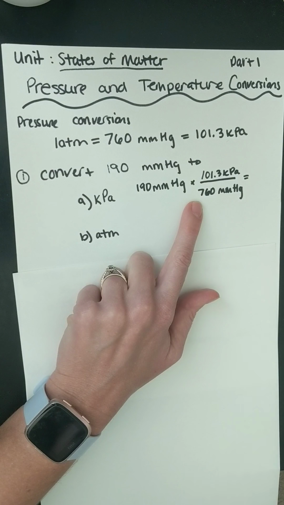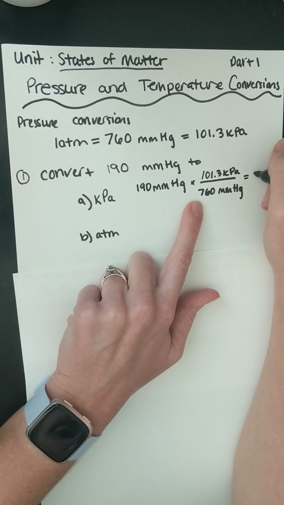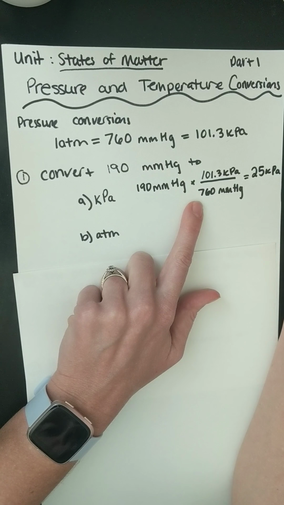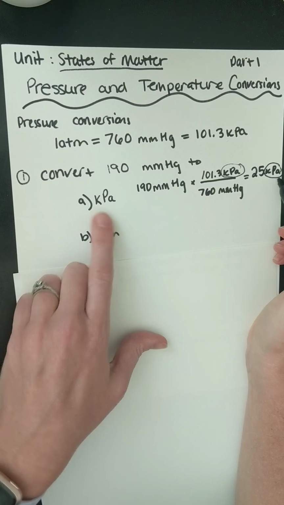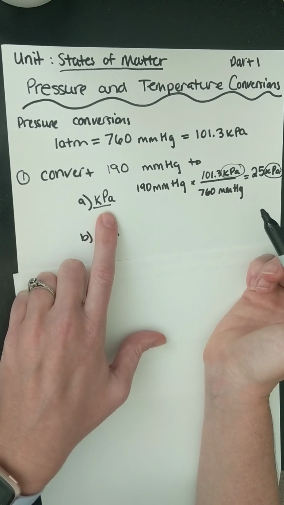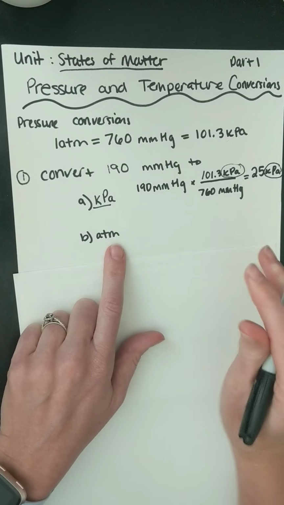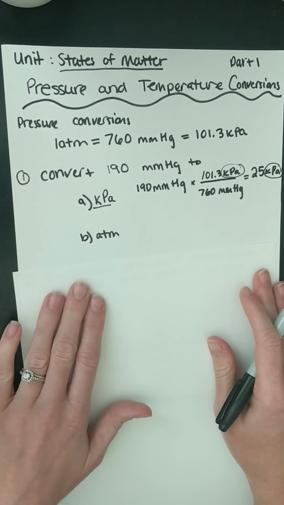And your answer should have been 25 kPa. So this last unit we end up with is going to be the unit in our answer, and we always know we're done when we get the unit we want. And there's only one step in these.